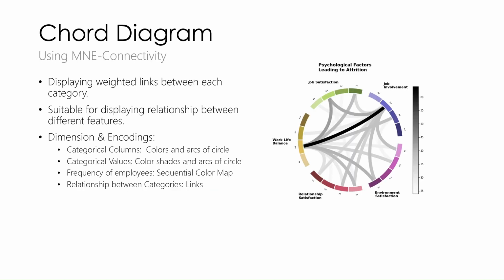The chord diagram is being used to display weighted links between each node or each category. It is suitable for displaying relationships between different columns. The dimensions involved in this are the categorical columns represented by the arcs of the circle, and the values inside the columns, which are the color shades of a single color. The frequency is represented by the sequential color scale. The relationship between the categories is displayed by the links.